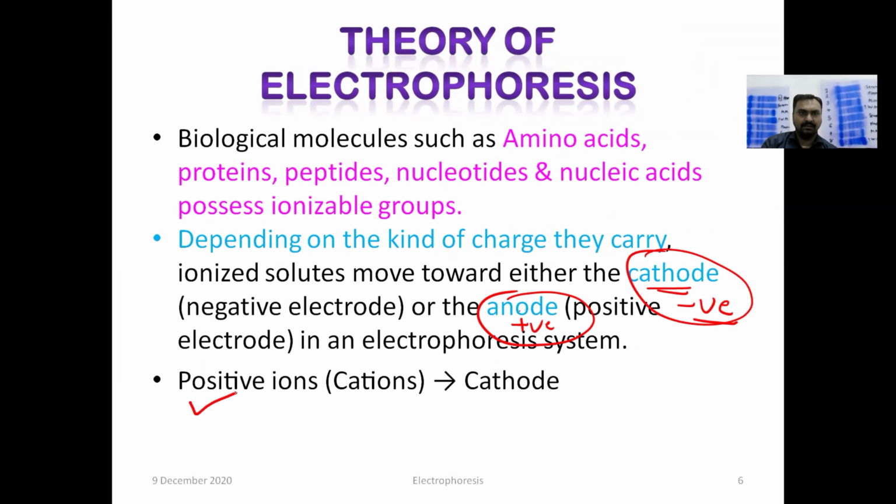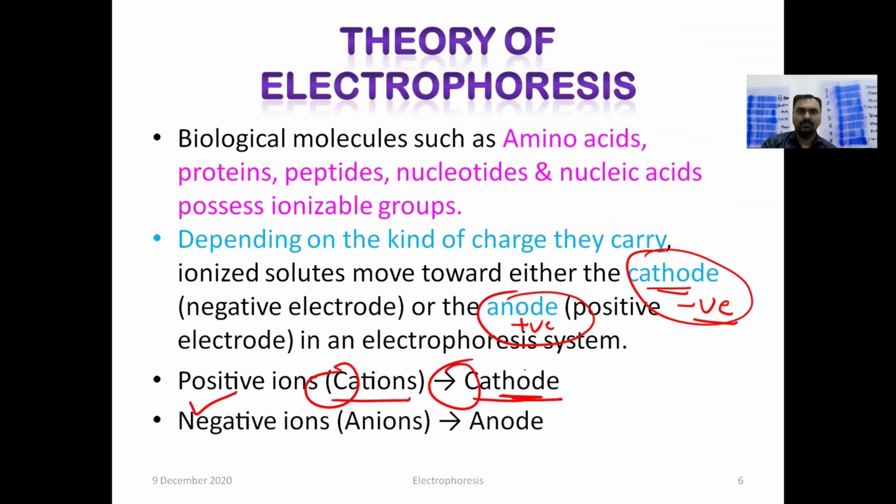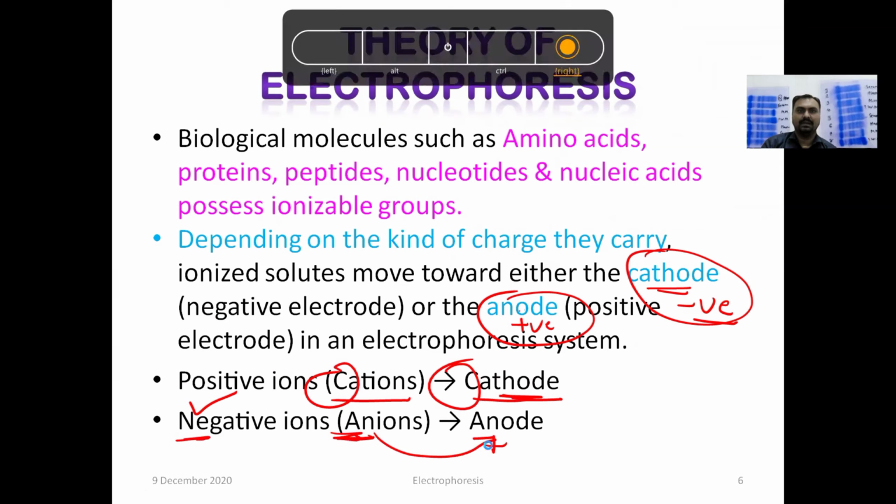Positive ions, which are called cations, will move towards the cathode. So you can remember C for C: cations will move towards the cathode. Cations are positive ions, so they will move towards the negative electrode, that is the cathode. While negative ions, anions, will move towards the anode. You can remember N for negative, so anions move towards the anode, A for A, right?